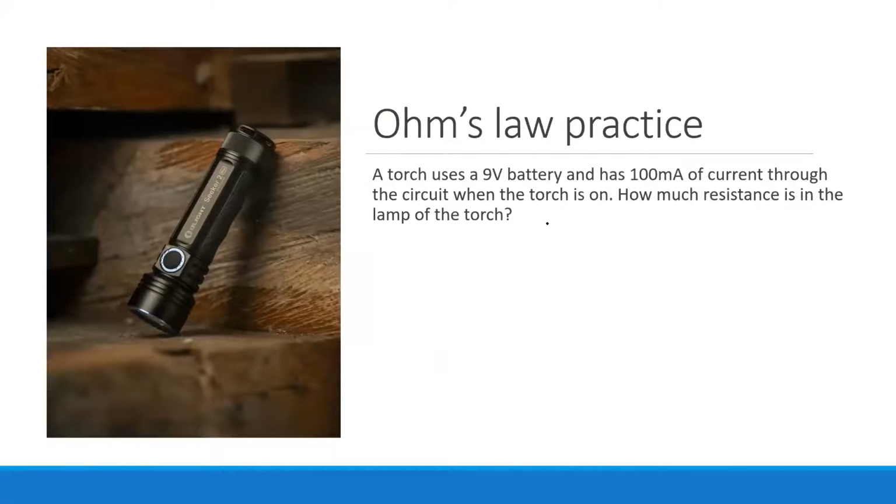How do you solve a question like this? First, let's pull out the information. We've got a 9-volt battery, so an EMF of 9 volts. Voltage equals 9. With 100 milliamps of current, I equals 100 milliamps. But we don't use 100 milliamps in our answer. We're going to use 0.1. We're going to convert it to amps. We want to know what R is.